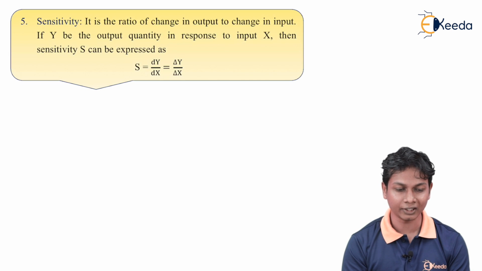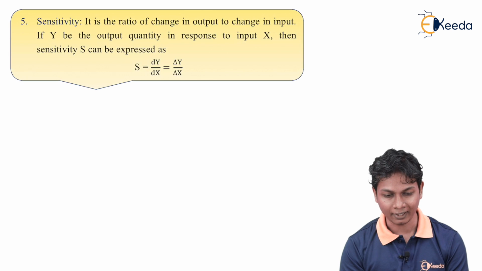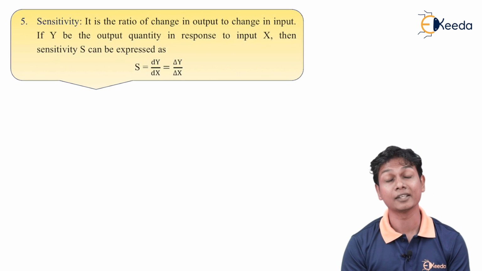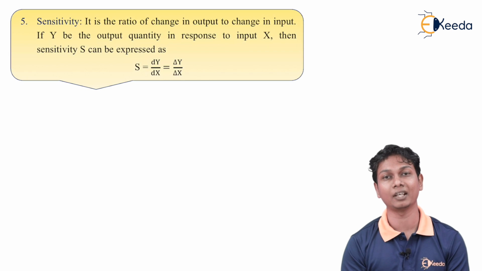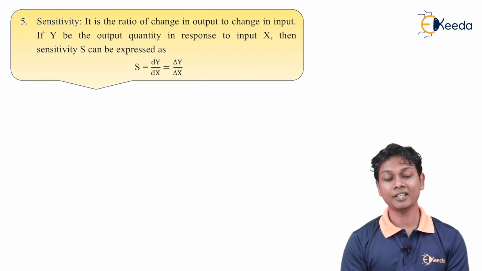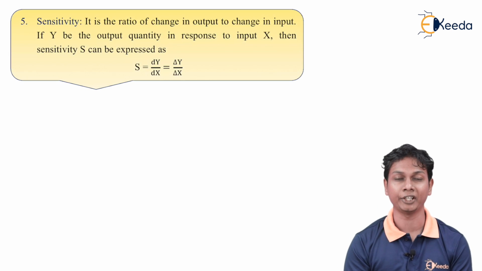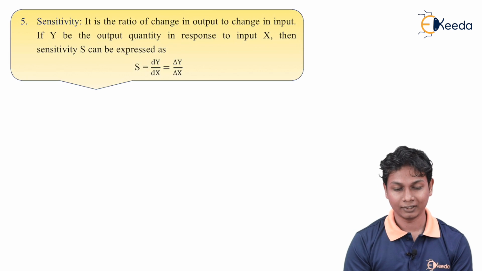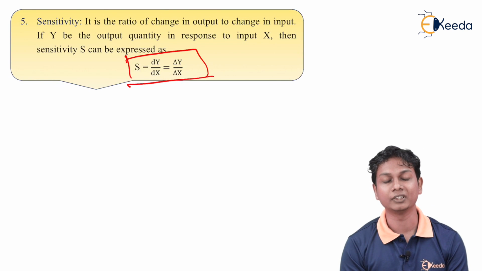So consider here y is the value of the output quantity and x is considered as the response of the input side. Then the sensitivity S can be expressed as the change in the output divided by the change in x. That's why it is the ratio of output change with respect to input change.